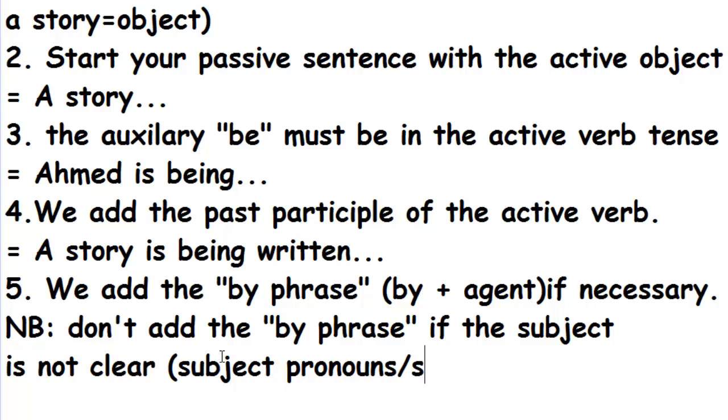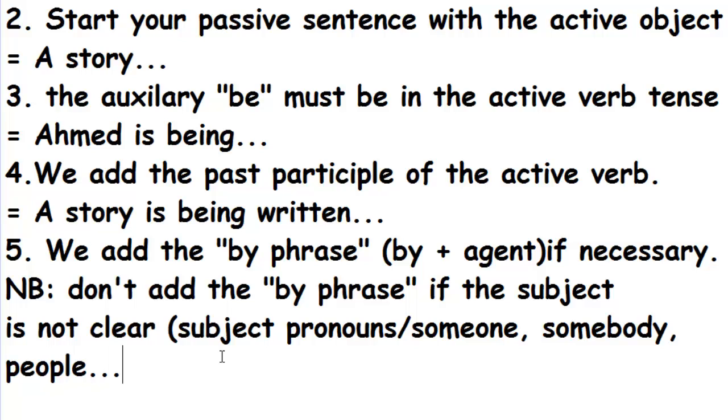And sometimes when you have indefinite and vague subject words like someone, somebody, and in general sometimes we may say people, it's not definite, so you don't have to say by people or by someone or by somebody, right? As we said before, in the passive form you have to focus on the objects, and then the passive form of the verb, which includes the verb to be and then the past participle of the verb.